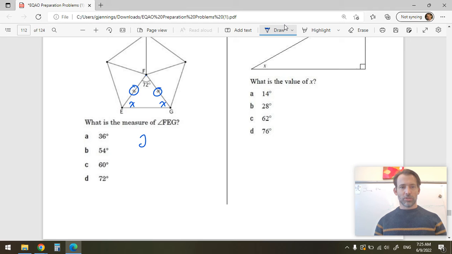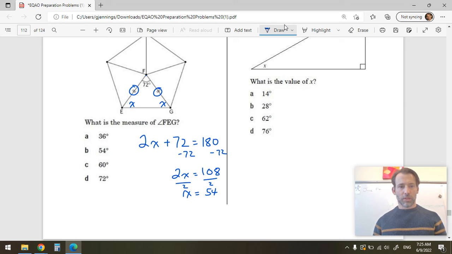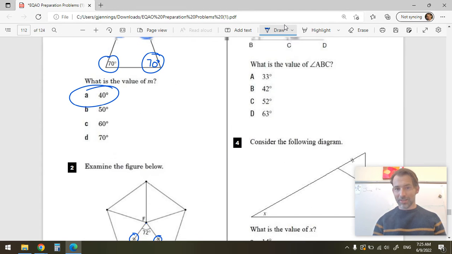So then I get this equation, 2 times the angle x plus 72 equals 180. And now to solve this, I subtract 72 from both sides. And that gives me 2x is equal to 108. x is equal to 54. How did I do that? Well, I divided both sides by 2. There it is. Okay, let's keep going.